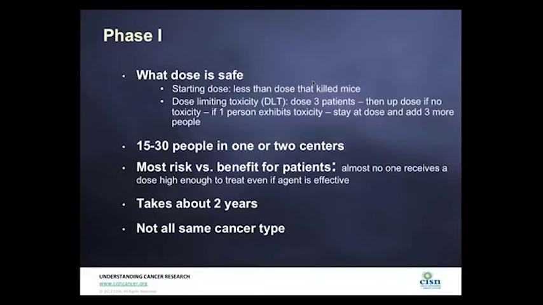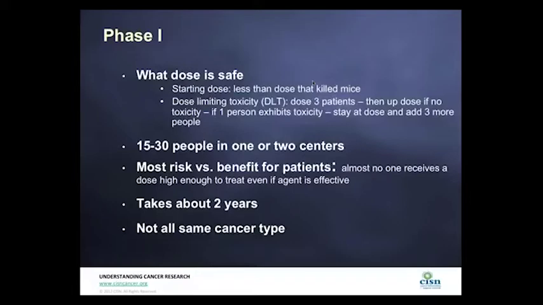And it always starts with 3 people. Let's say that first dose is, we'll go back to 1 milligram. If it doesn't hurt anybody, then those 3 people are gone from the clinical trial. 3 new people come in, and they get 2 milligrams. And they watch them for 3 weeks, give it to them every other day or whatever the strategy is. If nobody gets hurt, then those people are gone from the clinical trial, and 3 new people come in. And they do that until one person has side effects.